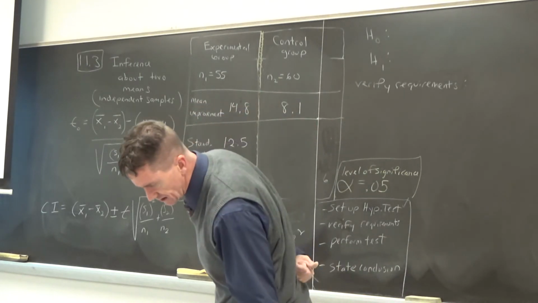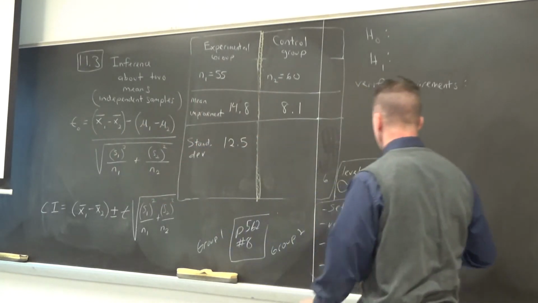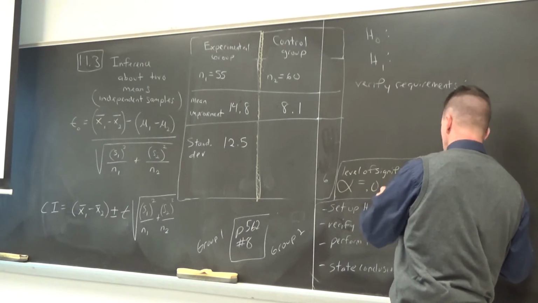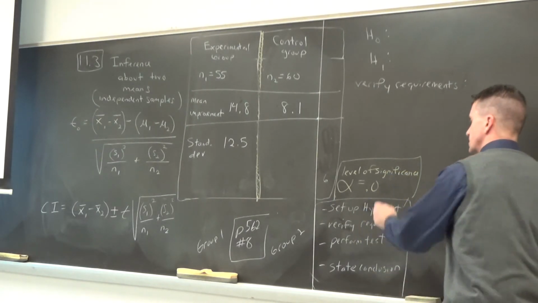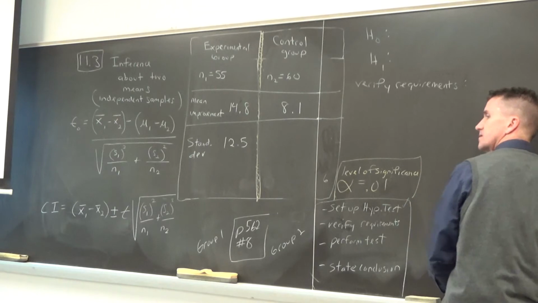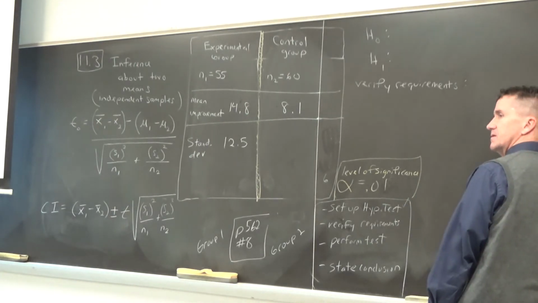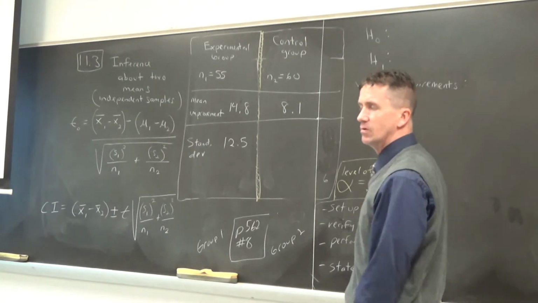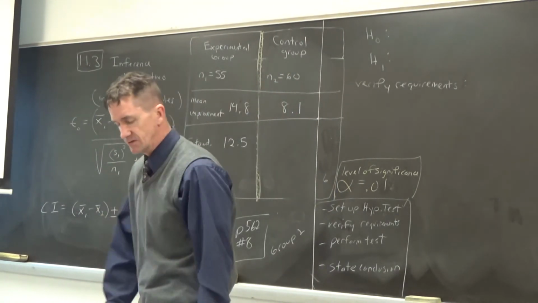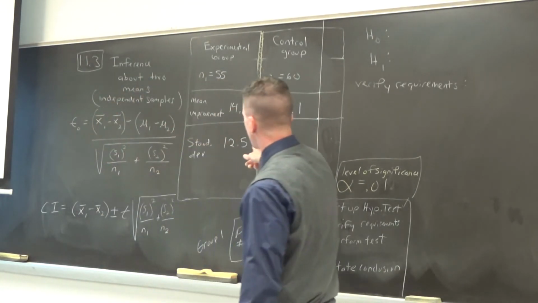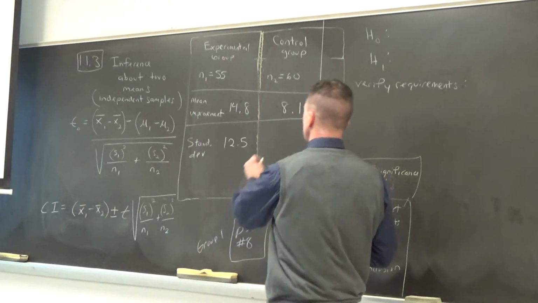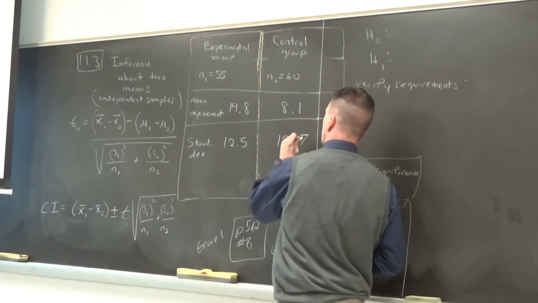Did they use a 5% level of significance? Everyone, I apologize, I kept this up from before. This is what usually happens when they're testing these drugs. We're using a 1% level of significance. A lot of times we use something that low. So I do want to point out for this problem, level of significance is 0.01. This was 12.5, this standard deviation, that's about the same. About 12.7.